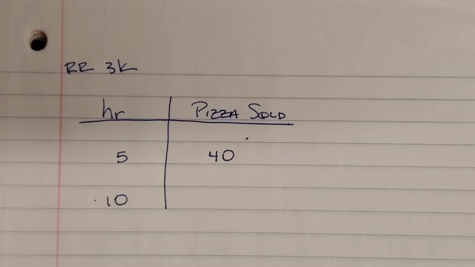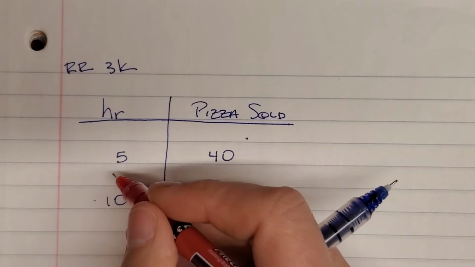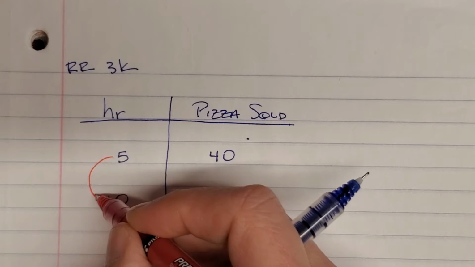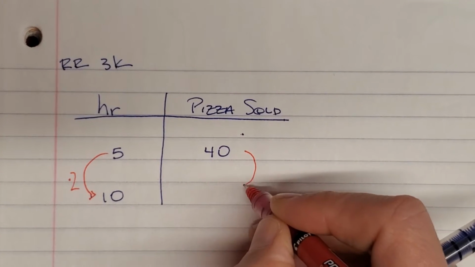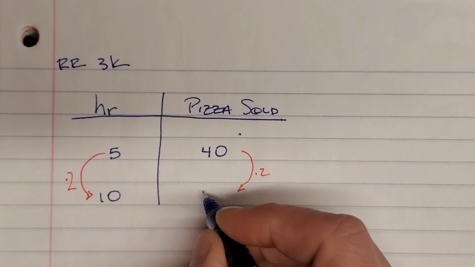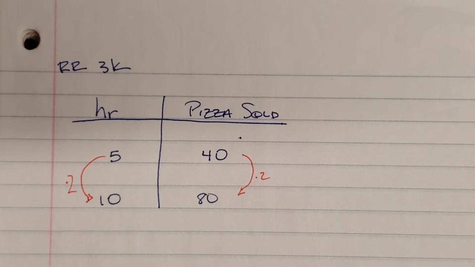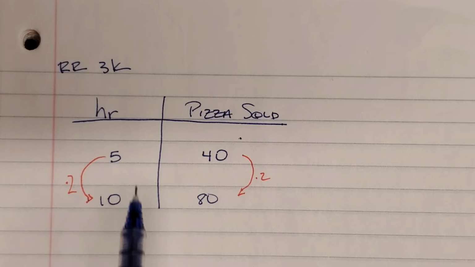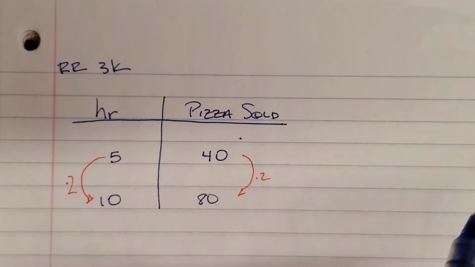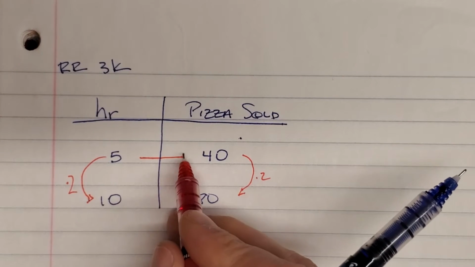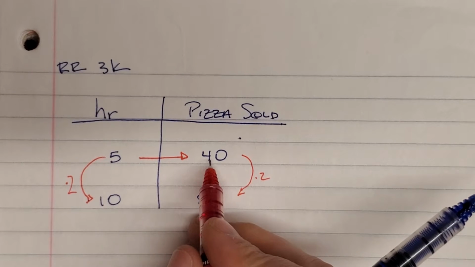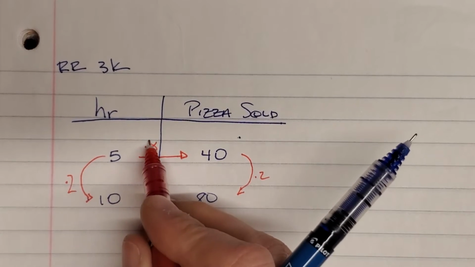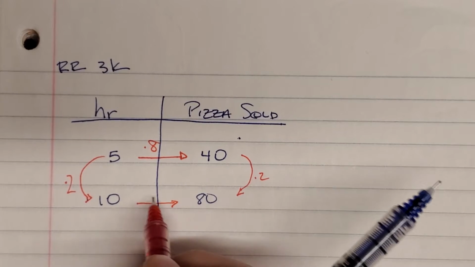Oh, that's an easy one. Okay, you're right. I started you out pretty easy. 5 times 2 is 10. So 40 times 2 is 80. They'd sell 80 pizzas. But remember yesterday, we looked this direction. Horizontal, we looked here. How do you get from 5 to 40? Times by 8.